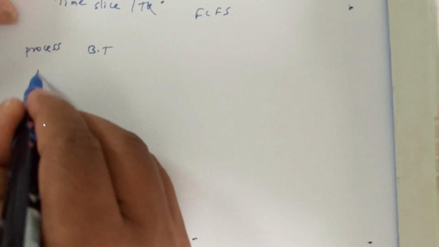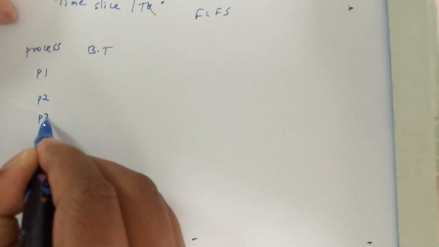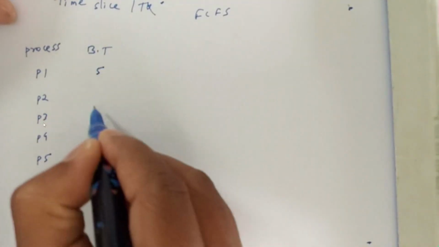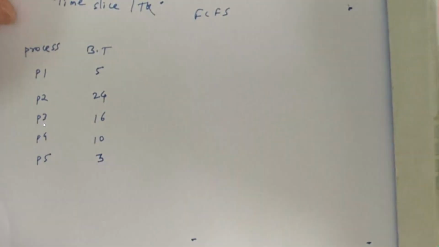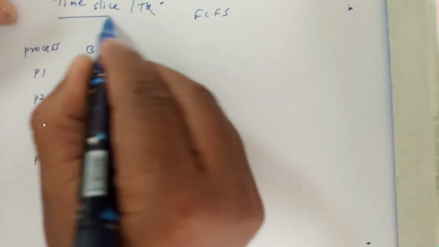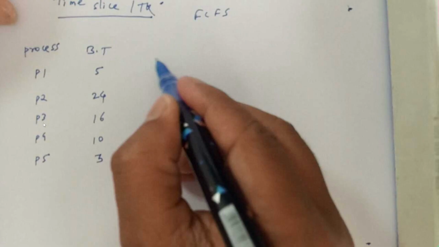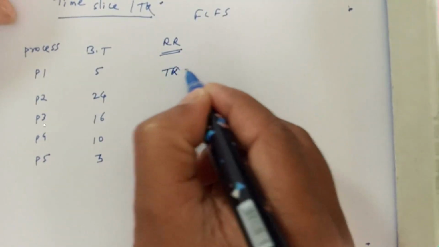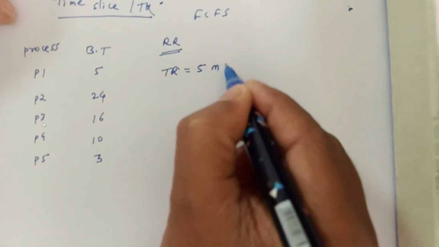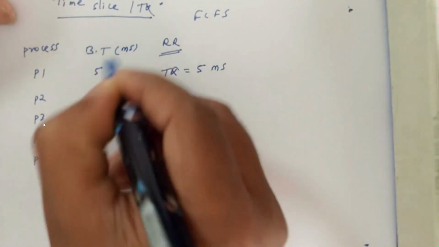So the processes are, let's say, P1, P2, P3, P4 and P5, with burst times 5, 24, 16, 10 and 3. As per this algorithm, every process is allowed to execute for one time slice or one TQ. In this case, the value of TQ specified is 5 units or 5 ms, assuming that the burst time given is in ms.